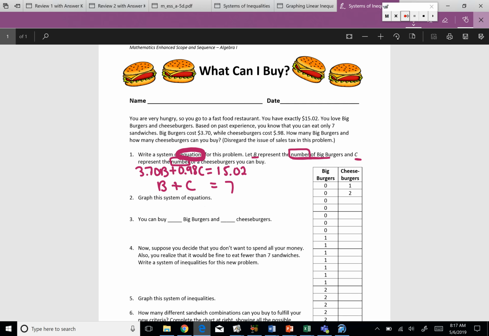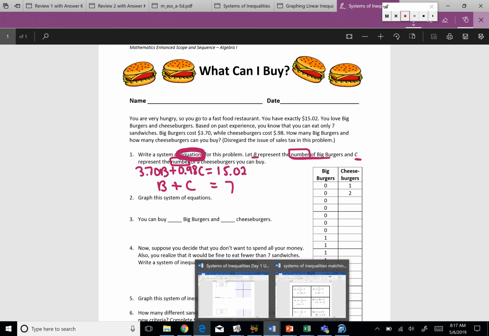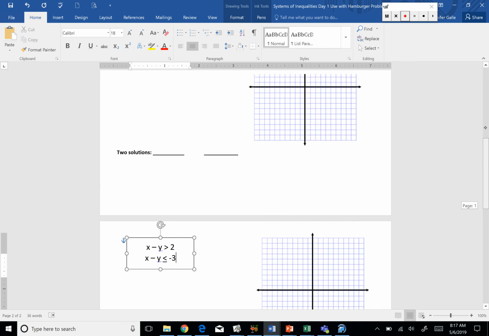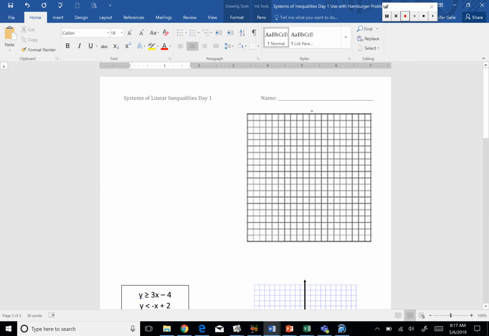Number 2 says we want to graph this system. So I gave you, if you go to the other sheet I gave you, I couldn't fit the graph on here unless I put it on the back. And I didn't want you guys flipping back and forth. So if you go to the other sheet I gave you, there's a pretty giant graph up at the top. I wanted to make sure we could see things very well on this. So have it looking like this side. Should have the name at the top. Say Systems of Linear Inequalities, Day 1 up at the top.